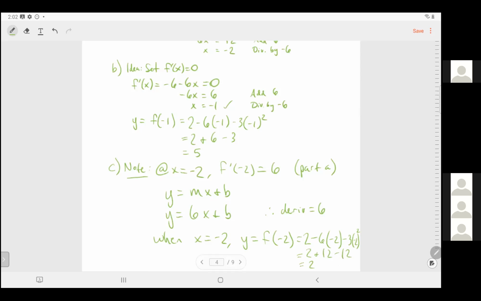Correct me if I make any arithmetic errors, by the way. It could definitely happen. Okay, so we'll plug in x equals -2, y equals 2. So y equals 2, x equals -2. And we can solve for b.